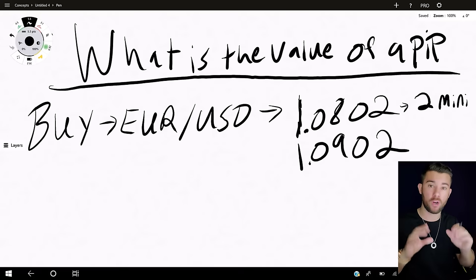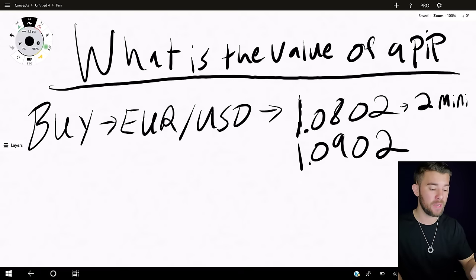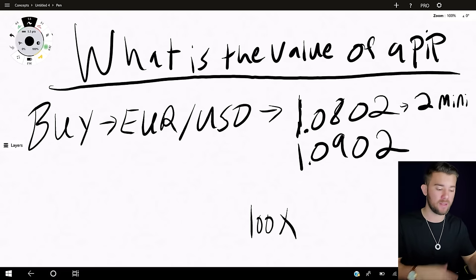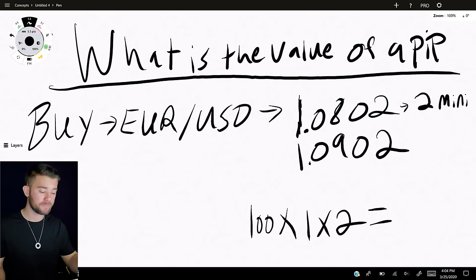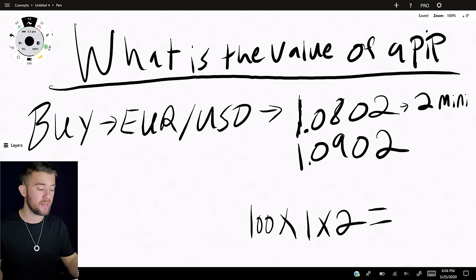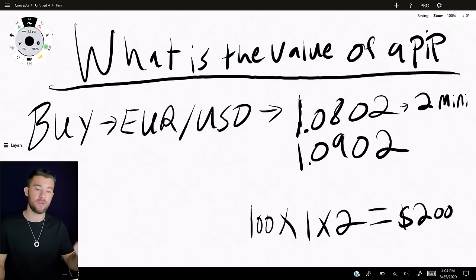So our equation would still be, pips, 100, times the value per pip when you're trading a mini lot, which is $1, times the amount of mini lots you're trading, which is two, meaning that your profit on this trade would be 100 times one, which is 100, times two, which is the amount of mini lots you're trading. So you would have a profit of $200 on this particular trade.